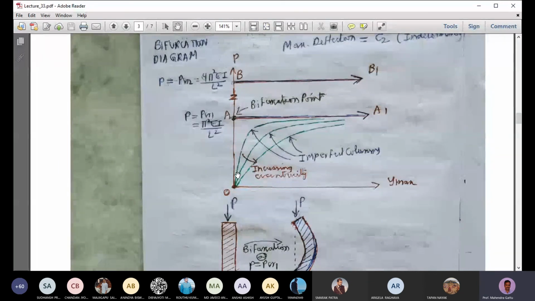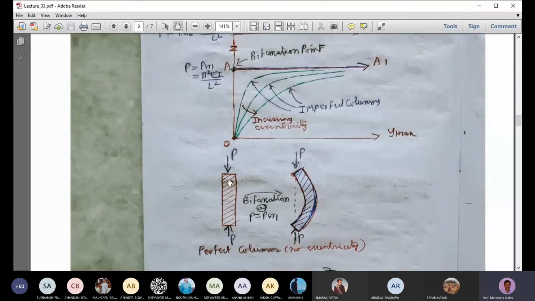For a perfect column, that means a column with zero eccentricity, that means the applied load is exactly acting at the centroid, the behavior will be like this. It will go from O to A, and at A, what will happen? From O to A, there will be no deflection. The column will just compress. So from O to A, there will be pure compression happening.